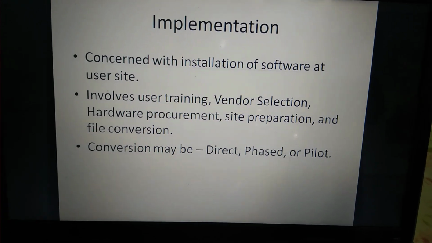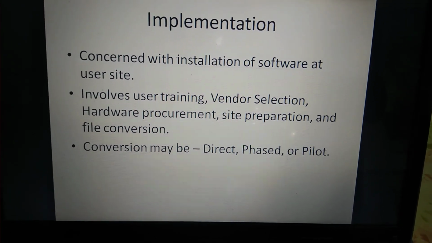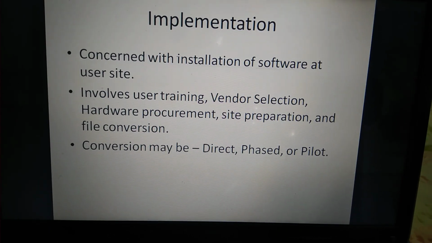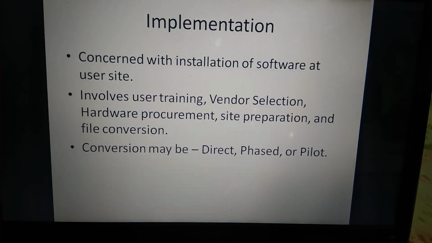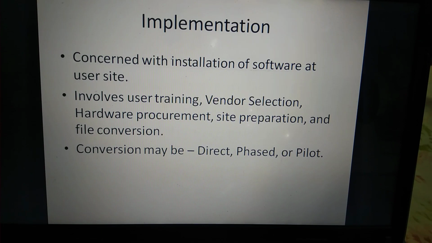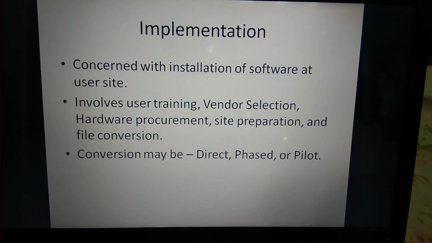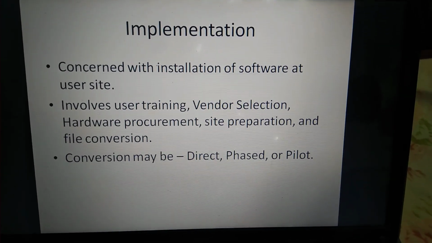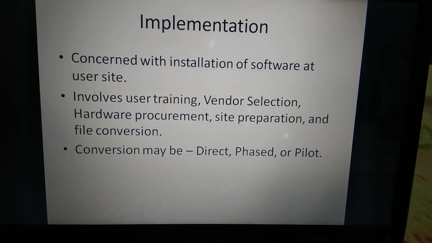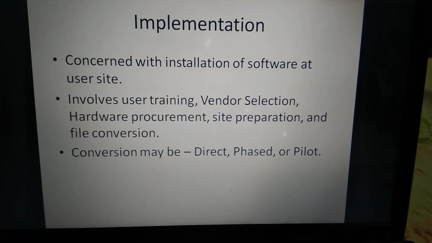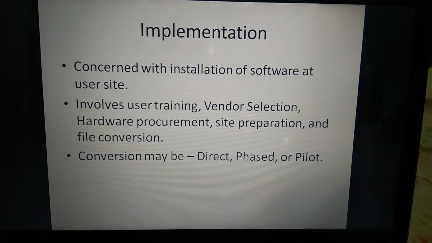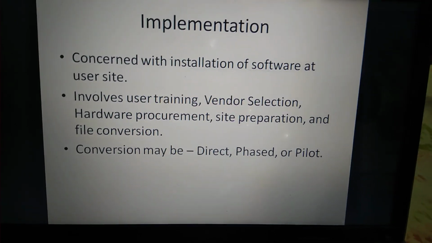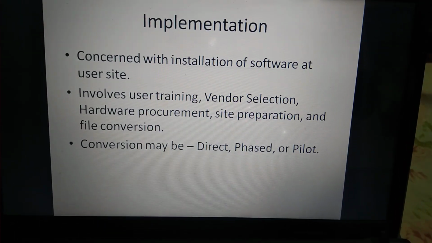In the course of implementation, various other activities are required, such as construction of building or site preparation, vendor selection from which hardware and other peripherals would be purchased, then hardware procurement, user training, and file conversion. File conversion means transferring data from manual files to computerized files. This conversion may be done in different ways: direct conversion, phase conversion, pilot conversion, mixed conversion, and so on.